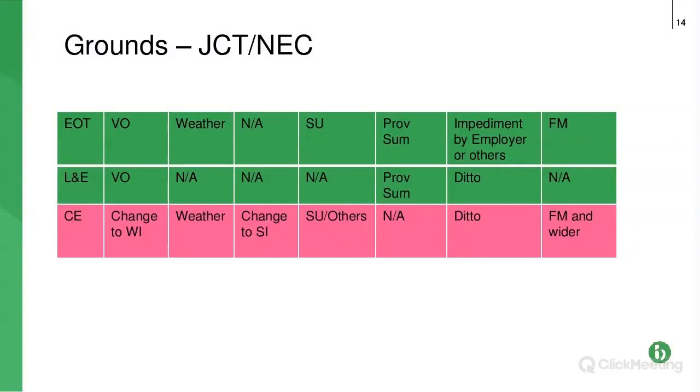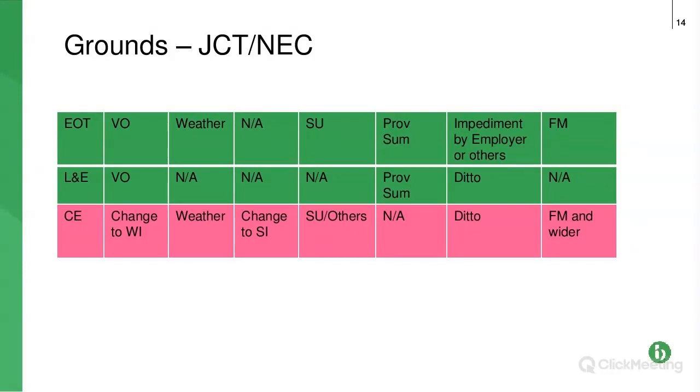Provisional sums are dealt with in JCT, but actually there's nothing in there for them in NEC. And if a provisional sum occurs, you get both an extension of time and your loss and expense. Ditto if there's an impediment by the employer or others engaged by the employer, you get your loss and expense. So that makes sense for both provisional sum and impediment, because they are items that are wholly within the control of the employer. FM is force majeure, so we should all know what that is now. 20 months ago it probably included COVID. It definitely doesn't now. But if there's a force majeure event, we've got this hybrid situation in JCT. You get an extension of time, but you don't get your loss and expense.